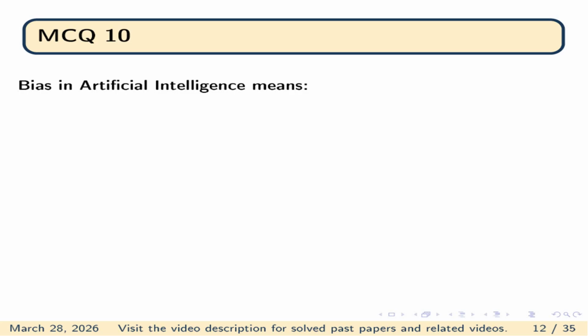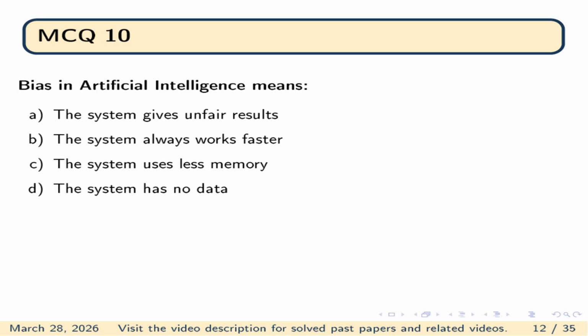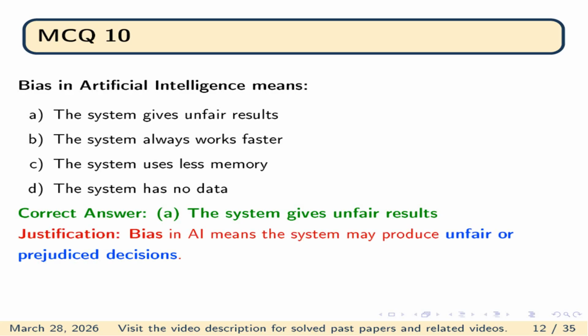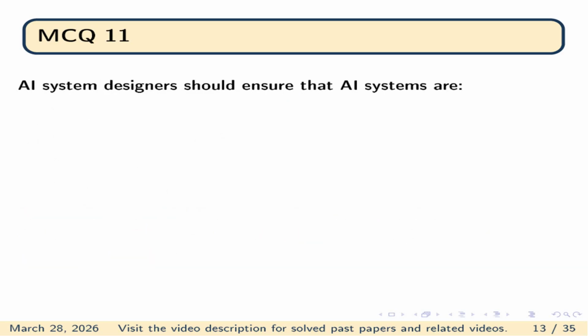Question number 10. Bias in artificial intelligence means the system gives unfair results, the system always works faster, the system uses less memory, the system has no data. The correct answer is the system gives unfair results, because bias in AI means the system may produce unfair or prejudiced decisions.